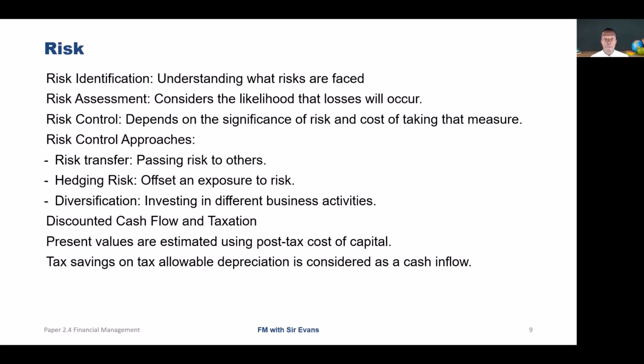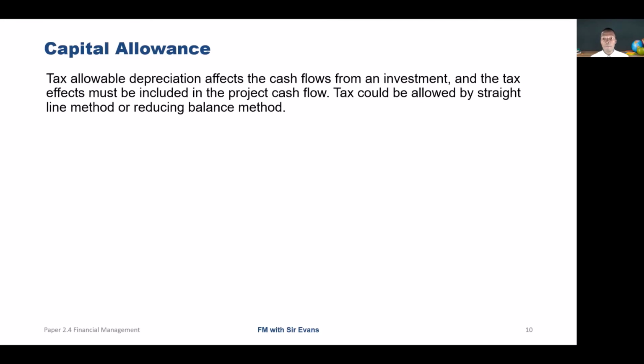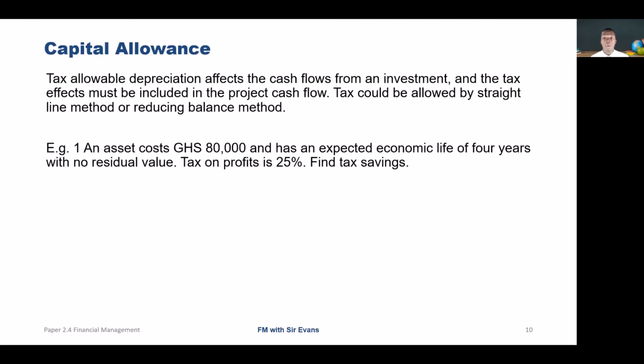So for our tax allowable depreciation, we find a tax component on that and it becomes a tax saving, which is considered as a cash inflow in our analysis. Tax allowable depreciation, which is a capital allowance, affects the cash flow from an investment, and the tax effects are included in the project cash flow. So tax could be allowed by the straight line method or the reducing balance method. We'll look at one example.